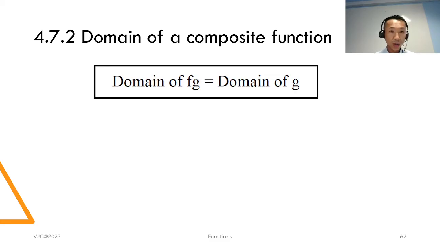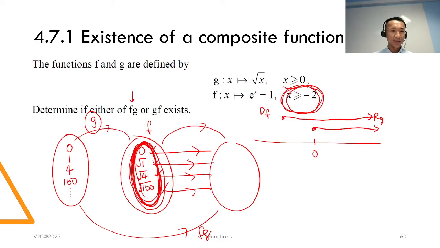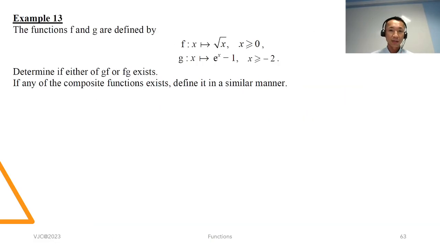I also want to talk about the domain of a composite function. It's quite obvious. This one you can memorize. Domain of fg is actually domain of g. It's too clear. If you see here, this is fg, right? You take from the same set of numbers to process in that sense. fg and g are the same set. Once you see this, you're quite clear.